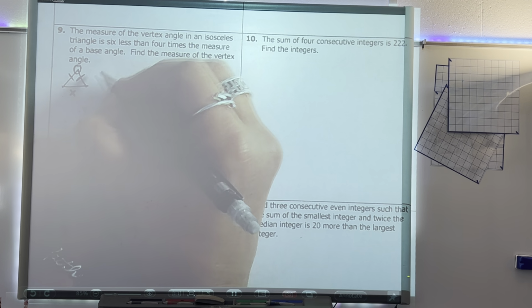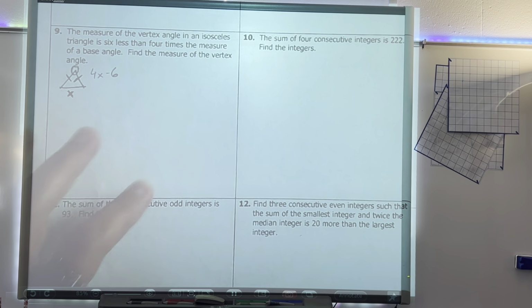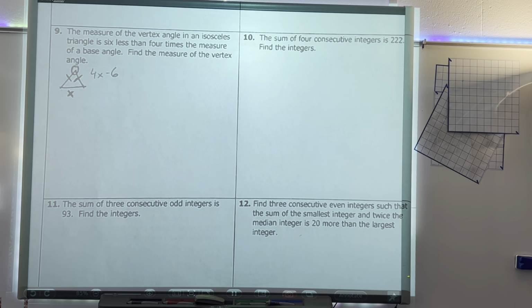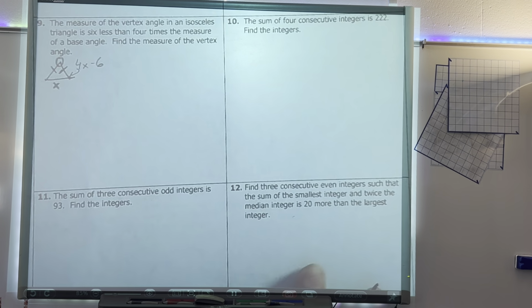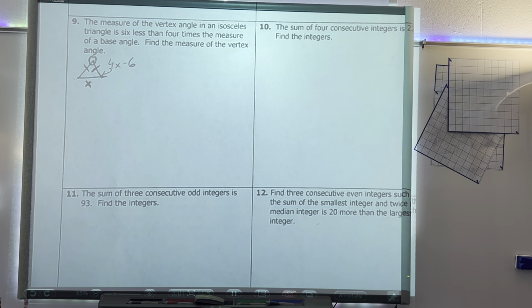Say it again. 4x minus 6. All right. So then it says, the measure of the vertex angle in an isosceles triangle is 6 less than 4 times the measure of the base angle. Find the measure of the vertex angle. So what do I need to do to be able to find that? Basically, I need to find x before I can get that vertex angle, because this is going to be this angle here and this one over here. So what do you know about them?